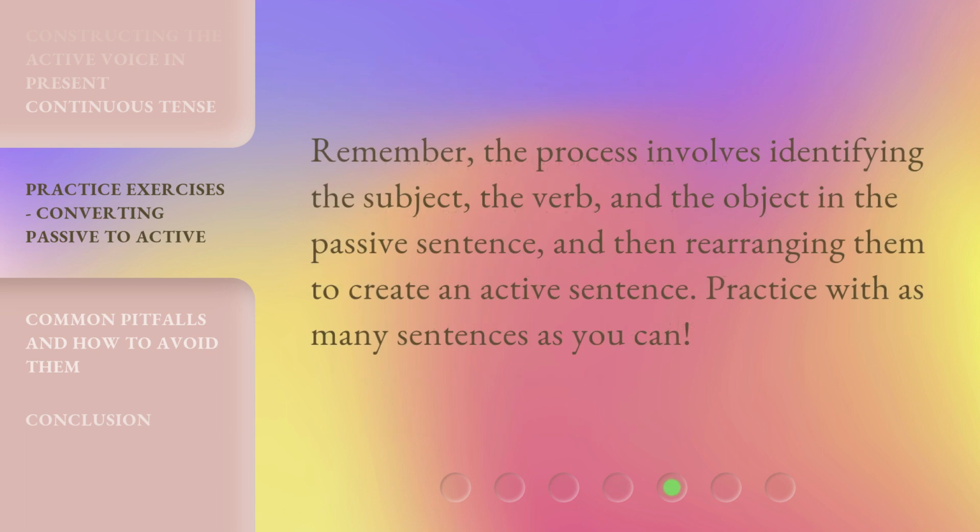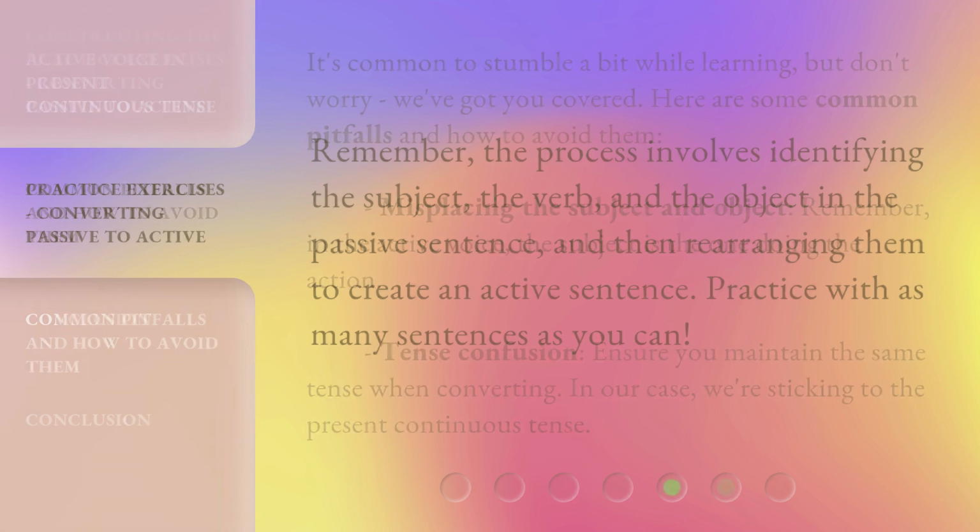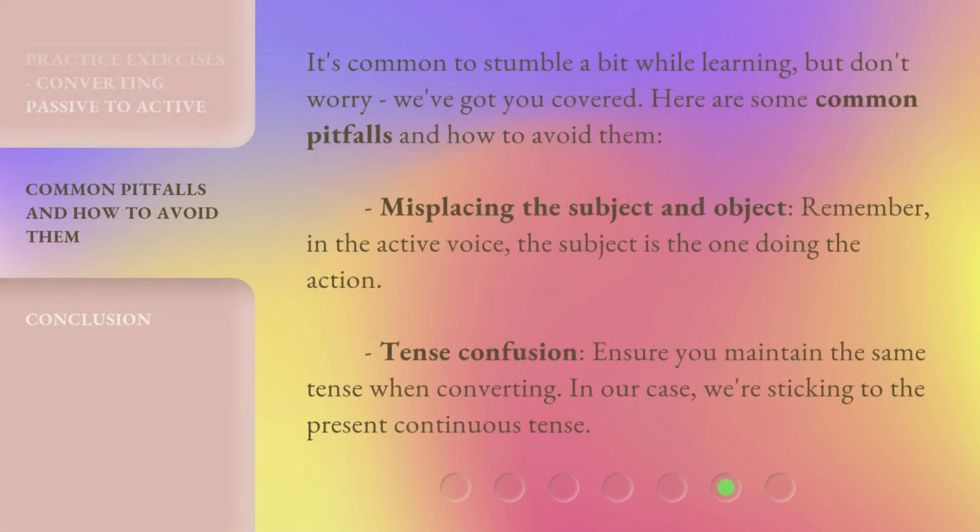Remember, the process involves identifying the subject, the verb, and the object in the passive sentence, and then rearranging them to create an active sentence. Practice with as many sentences as you can. It's common to stumble a bit while learning, but don't worry, we've got you covered. Here are some common pitfalls and how to avoid them.